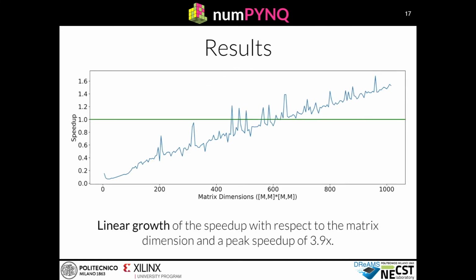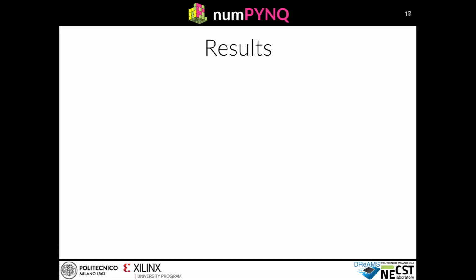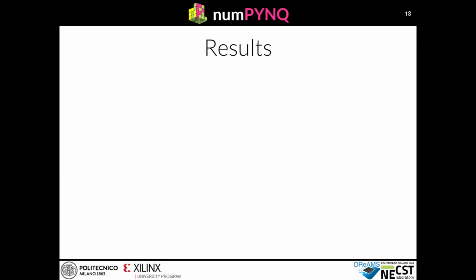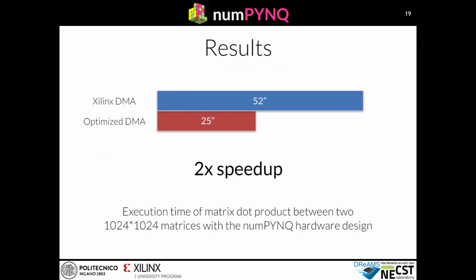For what concerns the general dimensions dot product design, we've been able to observe a linear growth of the speedup with respect to the matrices dimensions, and a peak speedup of 3.9x. While, for what concerns the correlation, we can observe a speedup threshold of 10.5x. This speedup threshold is reached due to the fact that the local buffers on the FPGAs are limited. To conclude, we gained more than 50% in terms of execution time with our optimized DMA.